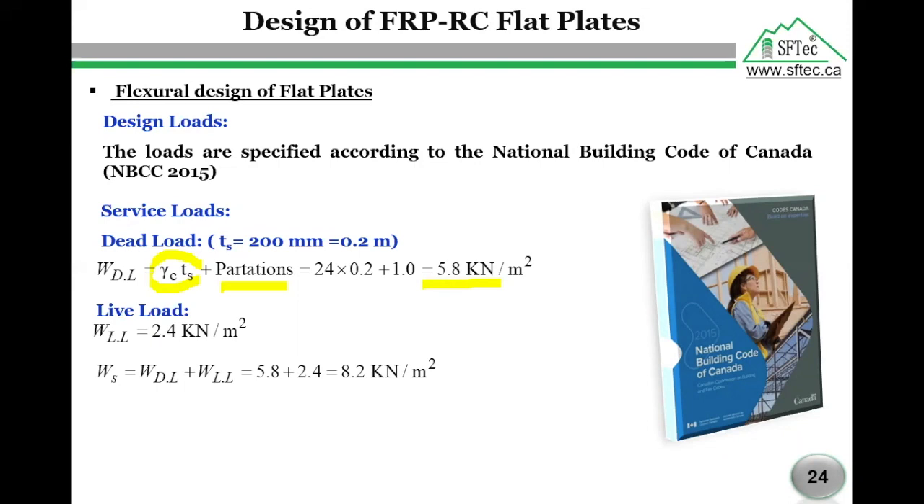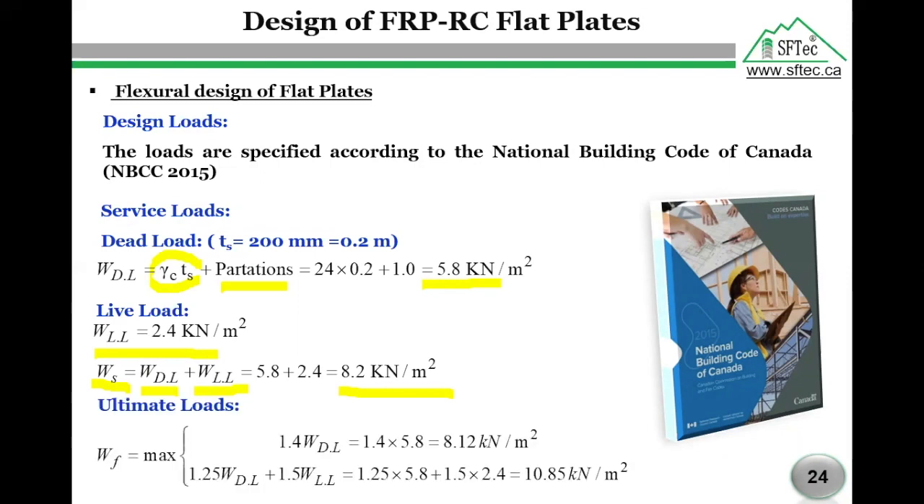The live load also is taken as 2.4 according to NBCC 2015 for parking garages. So finally we have Ws, which is W dead load plus W live load, so finally we have 8.2. So again, the ultimate load. The ultimate load is the maximum of 1.4 dead load or 1.25 dead load plus 1.5 live load. So we will take the maximum of these two values. Here we have 8.12 and 10.85. So the ultimate factored load is 10.85.